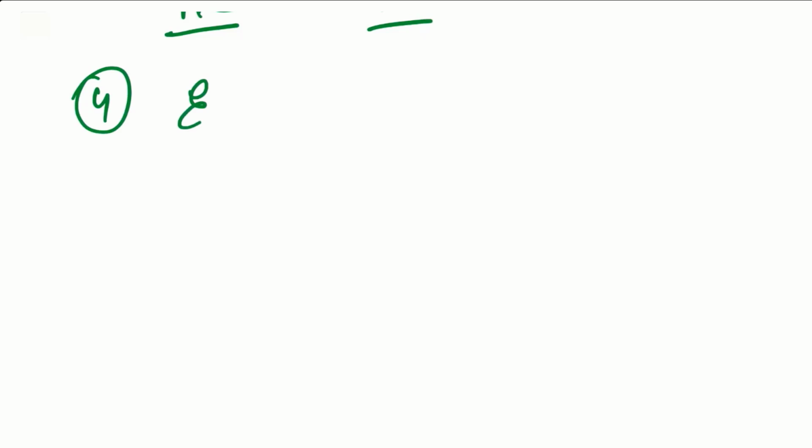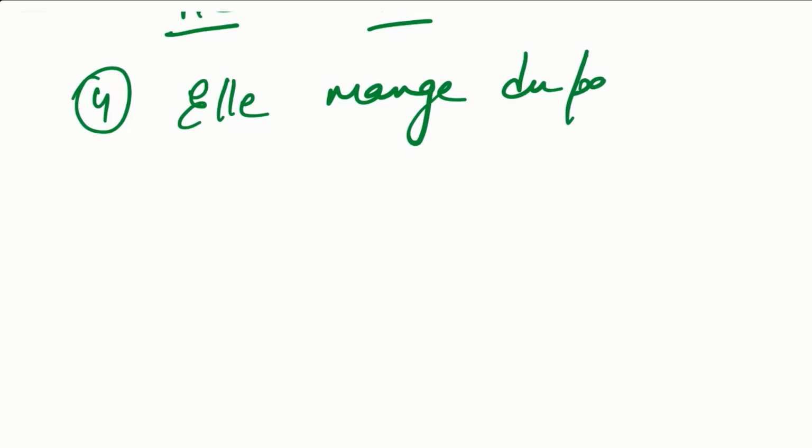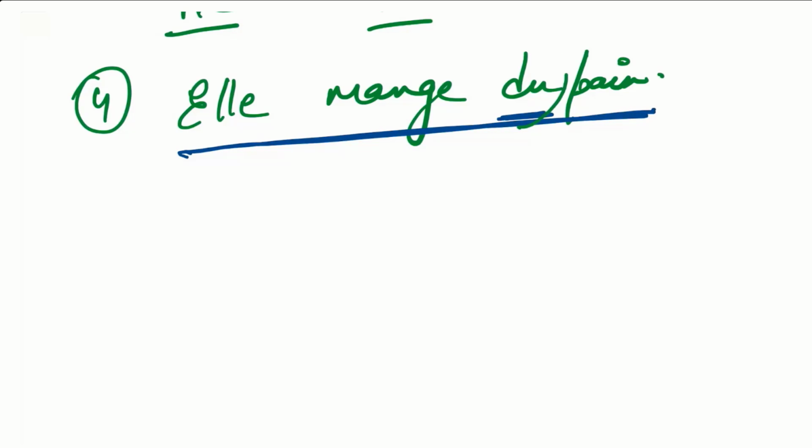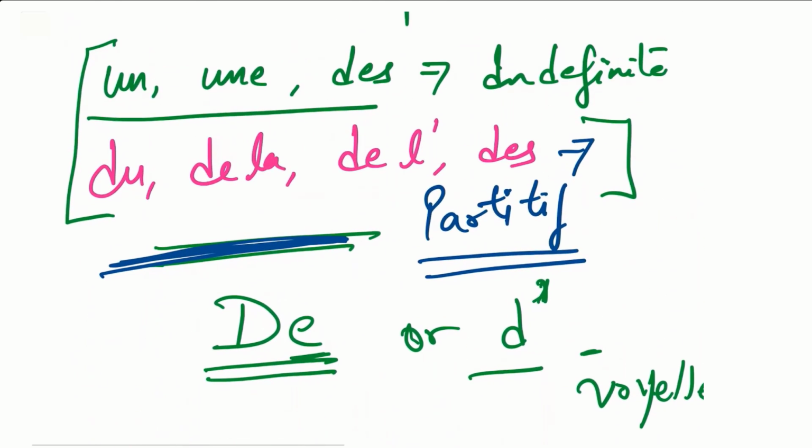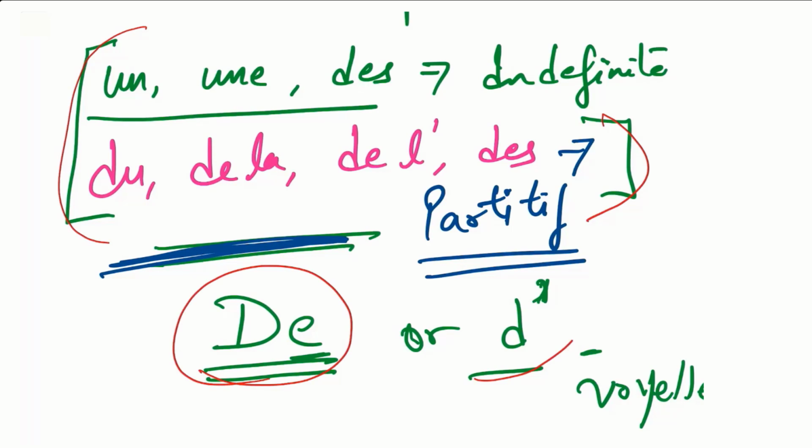Elle mange du pain. She's eating bread. Now du means some bread, but in English we don't write that she is eating some bread; we say she's eating bread. But in French, we have to put an article. D'accord? Now this also changes, as I told you earlier. All these articles will change into what? The "de" or "d'" with an apostrophe. D'accord?